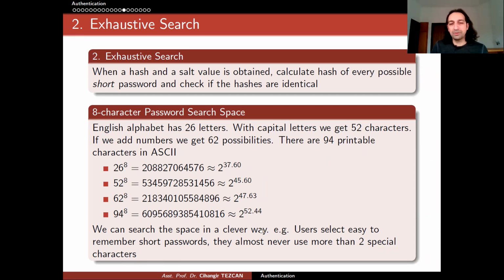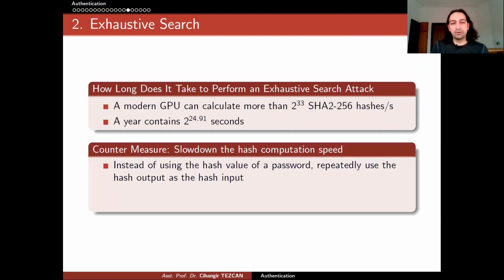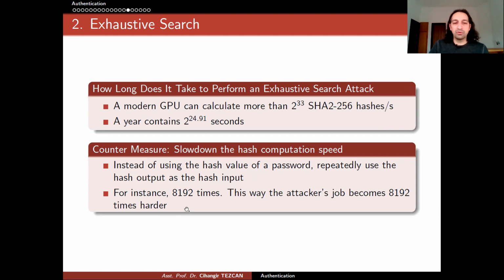So if they're not that large, then we should have a way to prevent them, right? So the solution is to slow down the hash computation speed. Instead of using the hash value of a password, repeatedly use the hash output as the hash input. For instance, you can choose a power of 2. In this case, I gave the example as 8,192, because this is a default value in some of the Linux versions, but probably nowadays they increase this number.